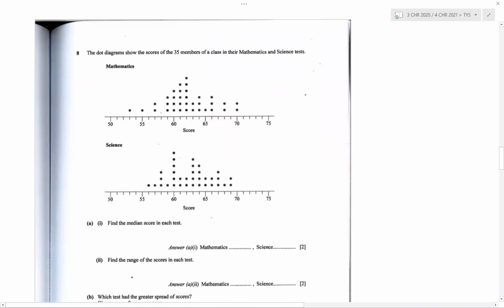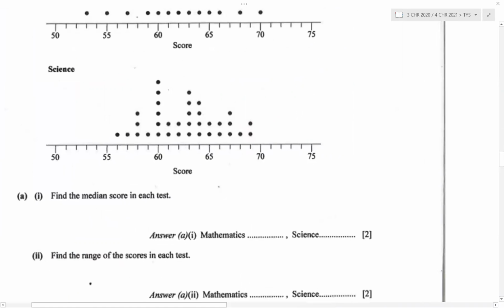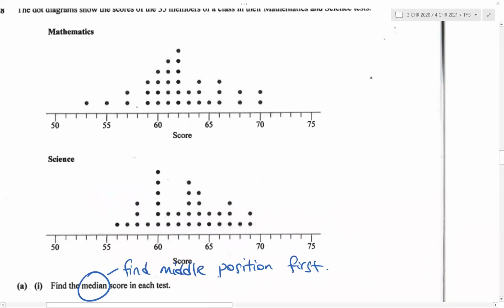Okay, now question 8. Find the median score in each test. So in your notes, circle the word median. When you see median, you need to find the middle position first. You will need to find a middle position every time there's a median question. So where's the median position? How do we find a median position?